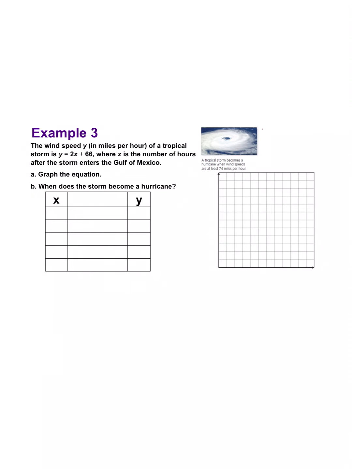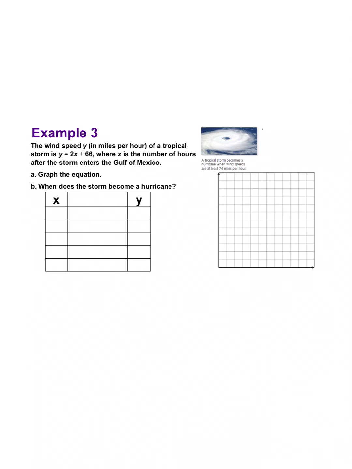Next example. The wind speed y in miles per hour of a tropical storm is y equals 2x plus 66, where x is the number of hours after the storm enters the Gulf of Mexico. Graph the equation. When does the storm become a hurricane? Okay, so it says over here a tropical storm becomes a hurricane when wind speeds are at least 74 miles per hour. So we're going to look at that.